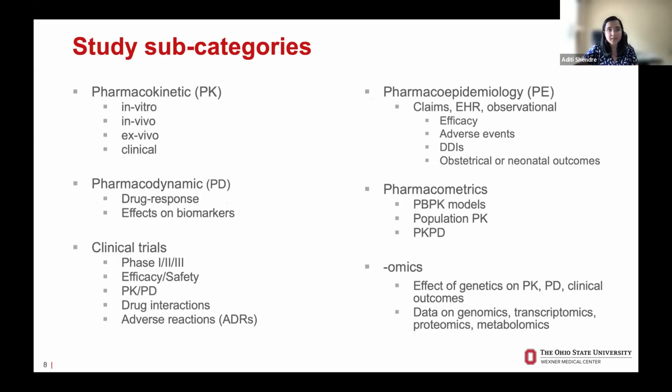Looking at the different sub-studies, we want to include pharmacokinetic, pharmacodynamic data, pharmacoepidemiology as well, clinical trials, pharmacometrics, the different models that are involved, and other omics data, which is looking at the effect of genetics on the other PKPD parameters or any of the clinical endpoints.